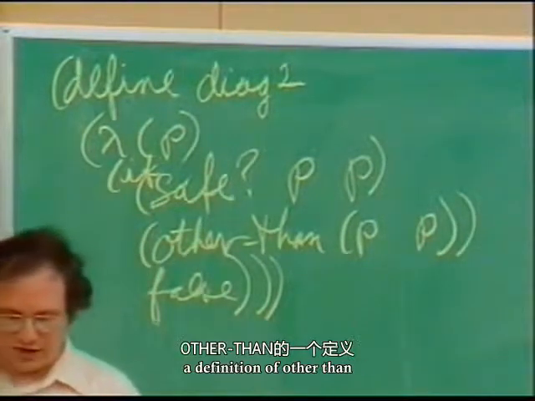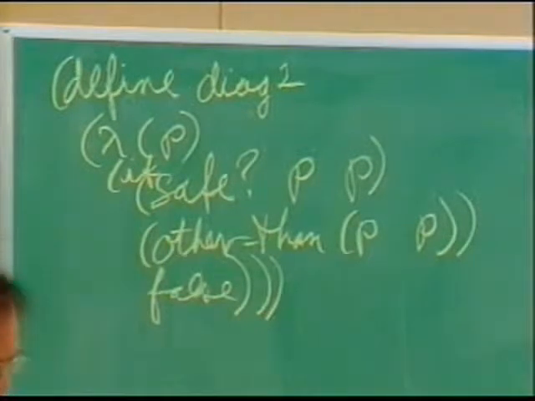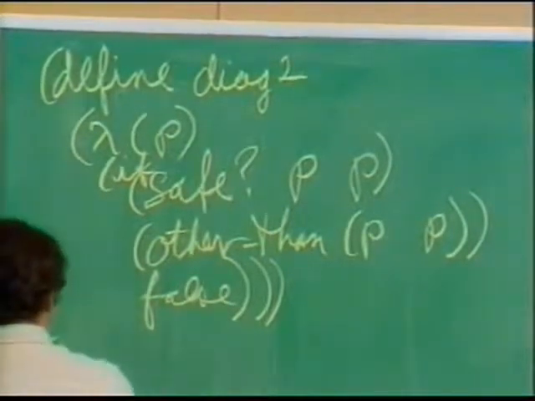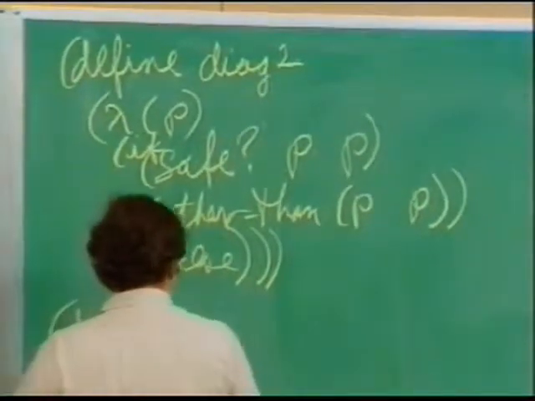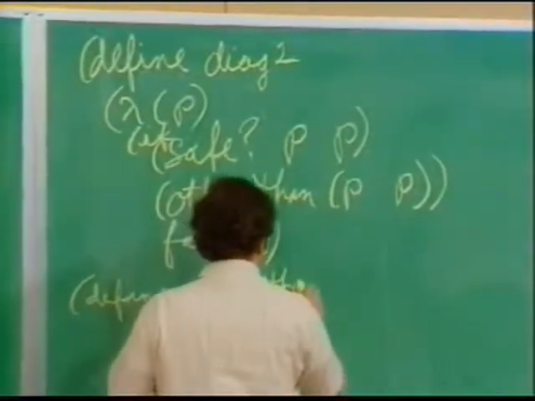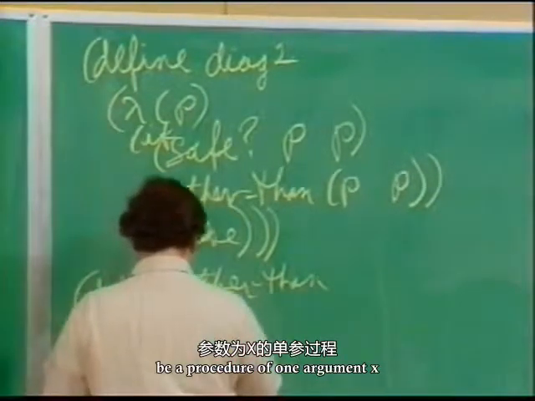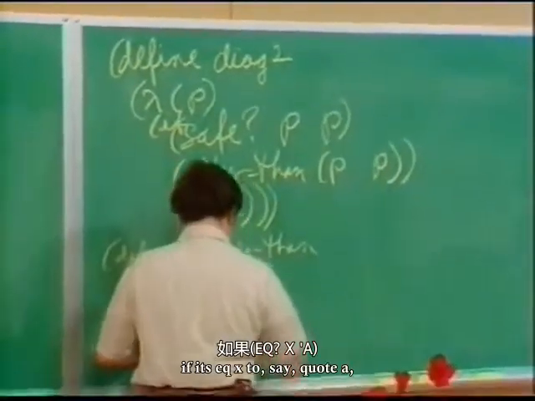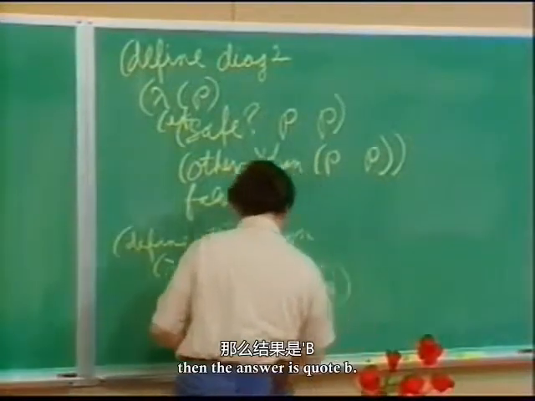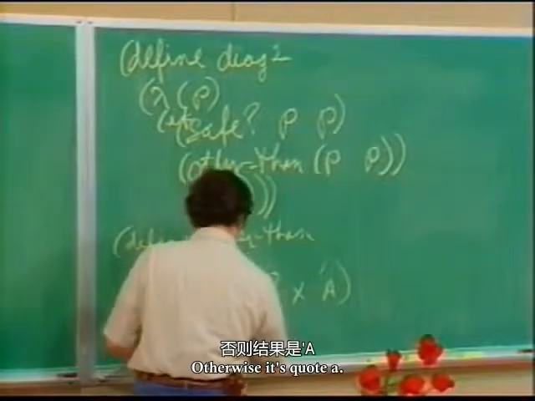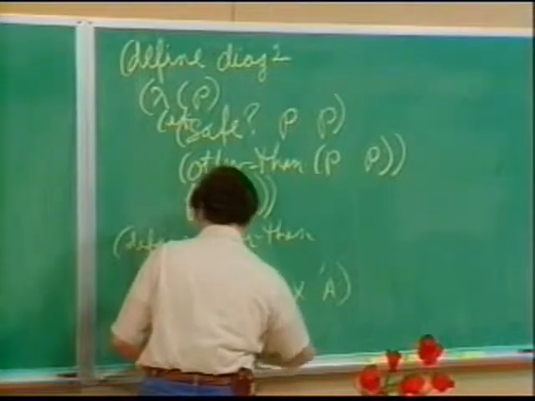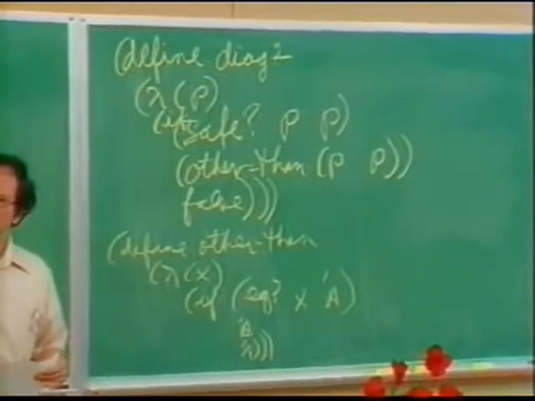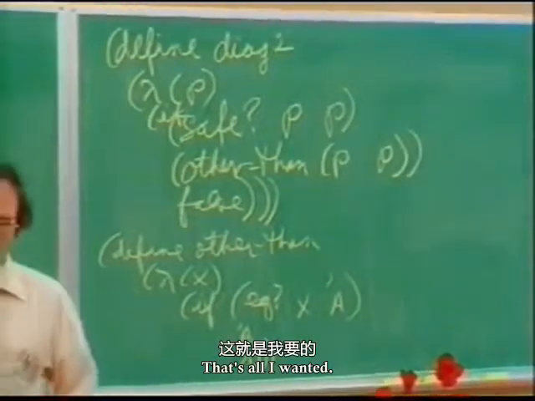I can give you an example of a definition of other than, which I think works. Let other than be a procedure of one argument x, which says if EQ x to, say, quote A, then the answer is quote B. Otherwise, it's quote A. That always produces something which is not what its argument is. That's all it is. That's all I wanted.